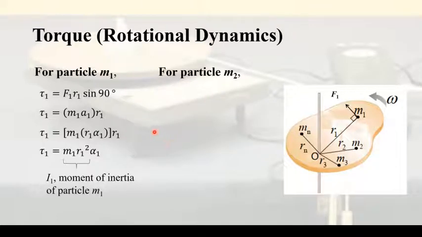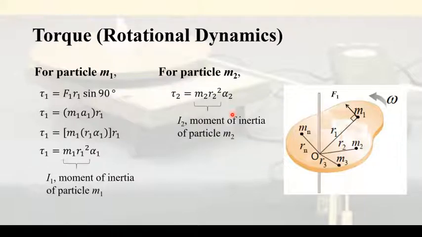Now, how about alpha 1? Why didn't I include alpha 1 in my moment of inertia? Well, I will tell you soon. So let's look at the equations for m2 first. Once again, I'm going to repeat the same steps for m2, using the same methods. I derive until I obtain torque 2 equals m2 r2 squared alpha 2. And again, I'm going to call m2 r2 squared the moment of inertia for particle 2.